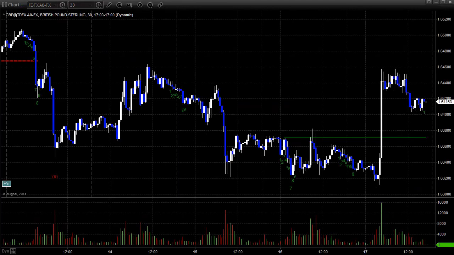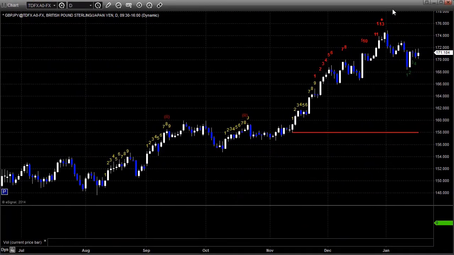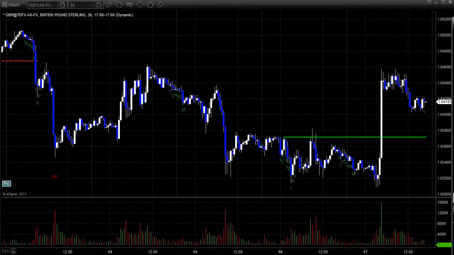I also wanted to point out one other thing on the daily charts, which is that at the end of the year, here's the pound yen. We got a 13 seeker sell signal on the pound yen, and so far that's been the top. So really interesting to see these signals work and play out the way that they do.